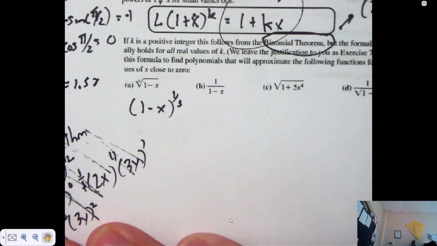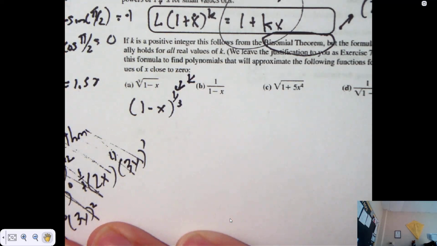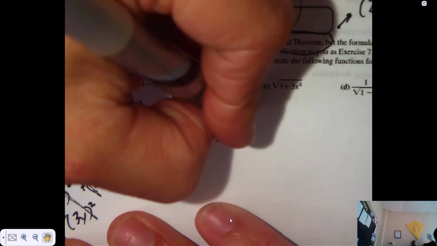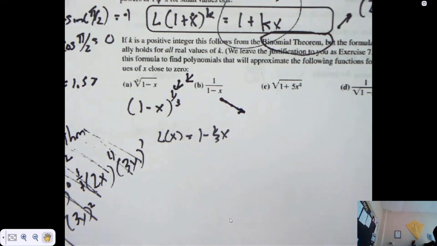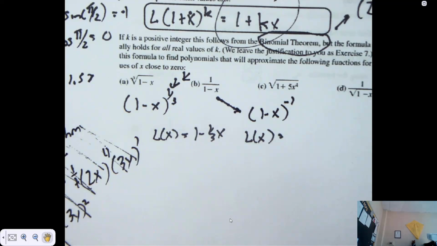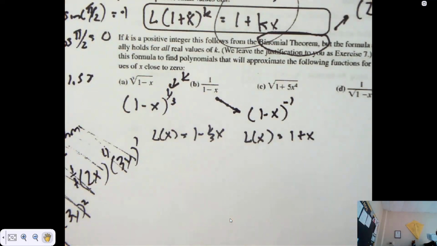It goes 1 plus kx. All you got to do is identify the k pieces. This is your k. Where's it go? In front of the x. So the linearization here would be 1 minus 1/3 x. It's really not a hard thing to do. The hard part is actually doing the rewrite. How do you rewrite 1 over 1 minus x? That's 1 minus x to the negative first power. So your linearization would be 1 plus x, because we're doing a negative 1 times a negative x.